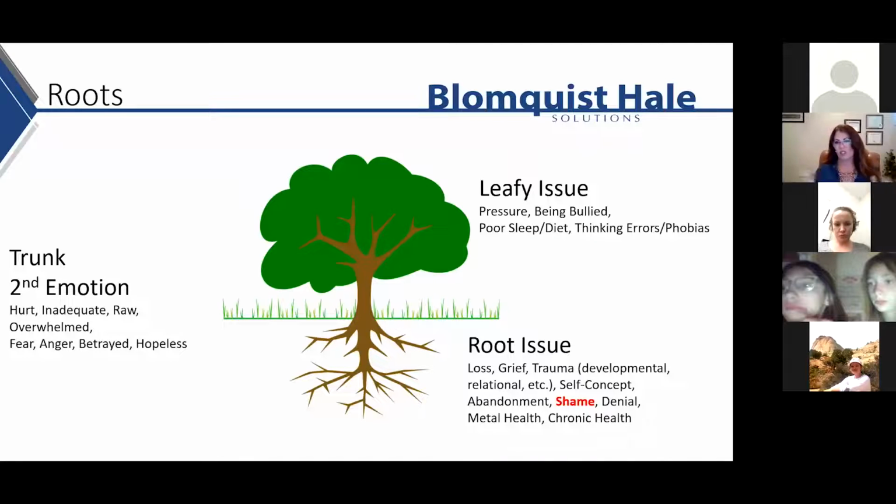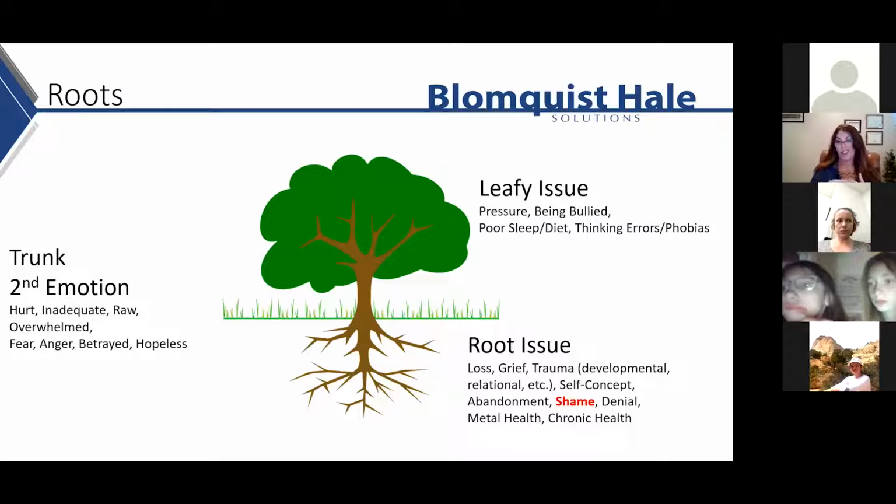Okay, so here's the leafy issues. Leafy issues can change. But they feed the root if they keep coming back. Okay, so they keep feeding the root. That's why I like analogies. This tree, I use it for lots of different things. But the secondary emotion is really, I just feel raw because I have this pressure of perfectionism in my leafy issue about school. Lots of teenagers, and it's like fear, anger, betrayal. I feel hopeless. So then that keeps feeding the root, right? And what's in the root is loss, grief.